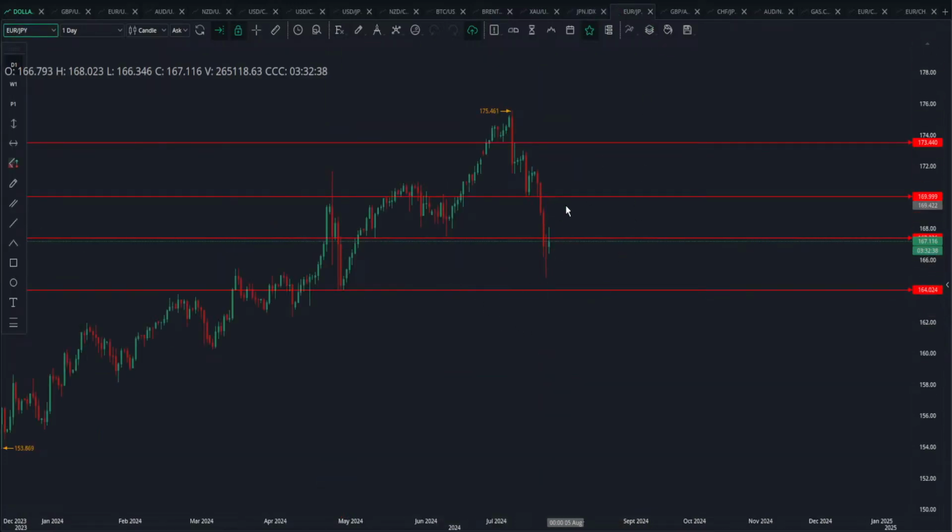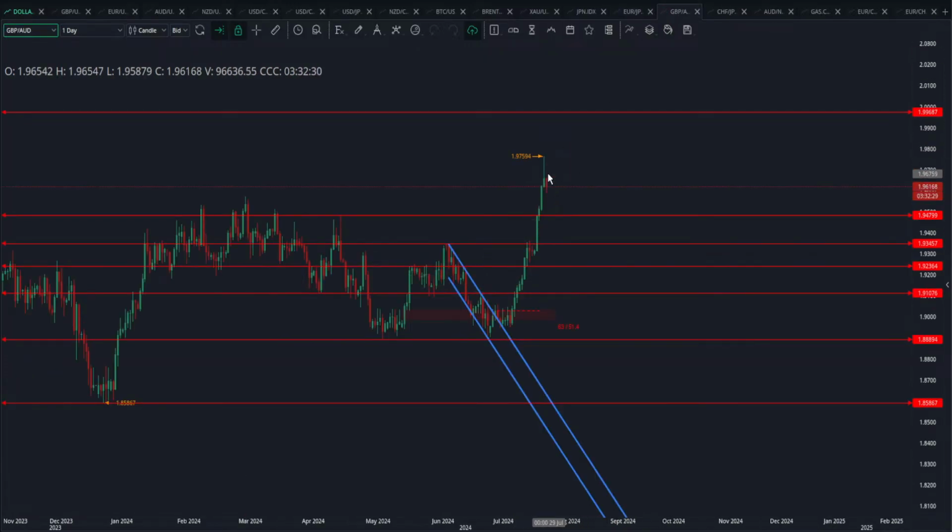Euro JPY, it is still a sell on the rise. It has also traded the fair value gap and is getting rejected. 164.02 is the target on the downside. GBPOD, boom, boom. So any retracement should be a buying opportunity with the target of 1.9968.